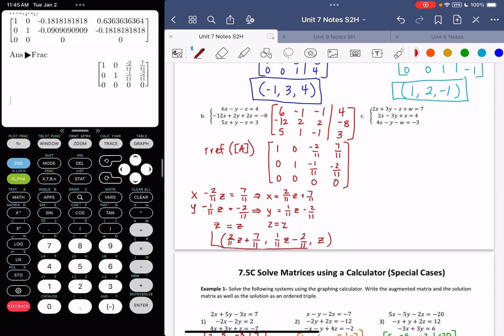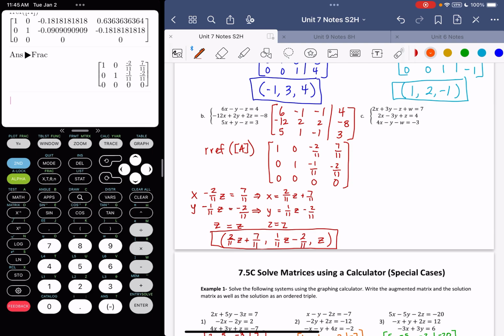Okay, so when you have an infinite number of solutions, you need to figure out how they're related to each other, because once we know what z is, then we could calculate other answers. So that's how that works. All right, and the last one.